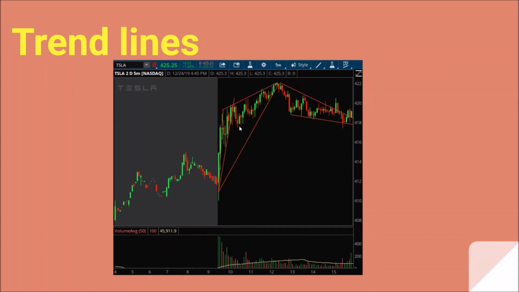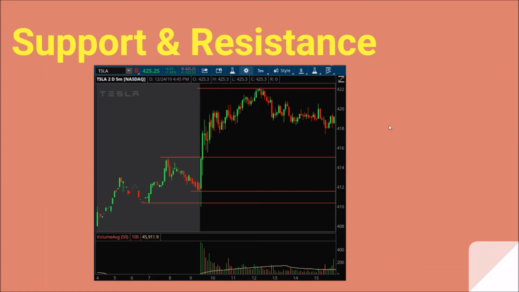So that's why we can't use this by itself. We will have to use it with some other indicator, but we will get to know whether the price is uptrending and where the support is, where the resistance is, where the price may break out or break down. So those are the trend lines, and the next one is support and resistance lines.